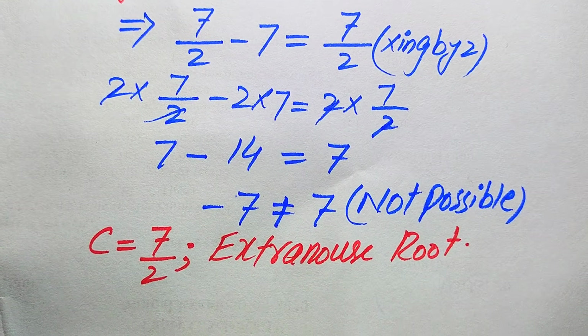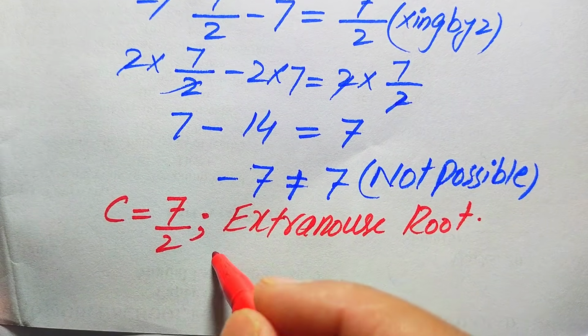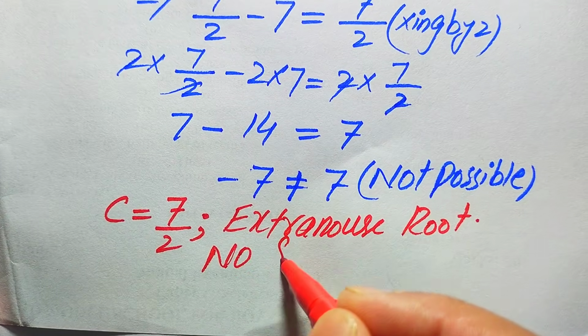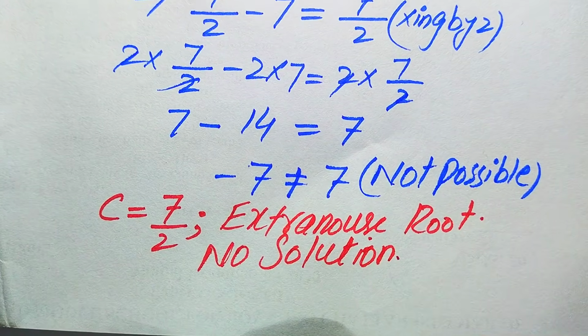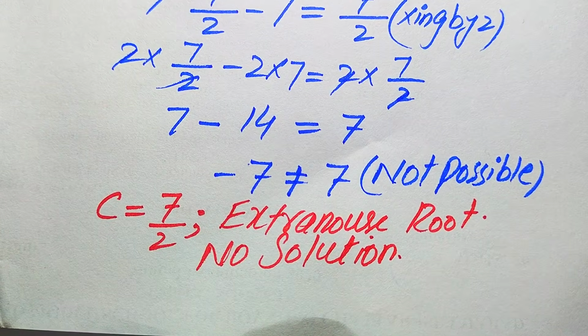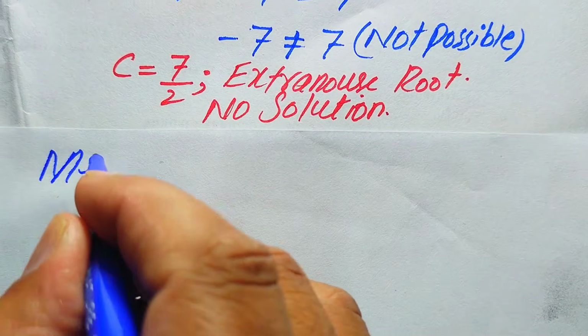And further, it means that we cannot get any other value of c which satisfies our given question statement. So finally we conclude that this question has no solution. This is our final answer from the first method. Now in the next step we solve this problem with the second method.